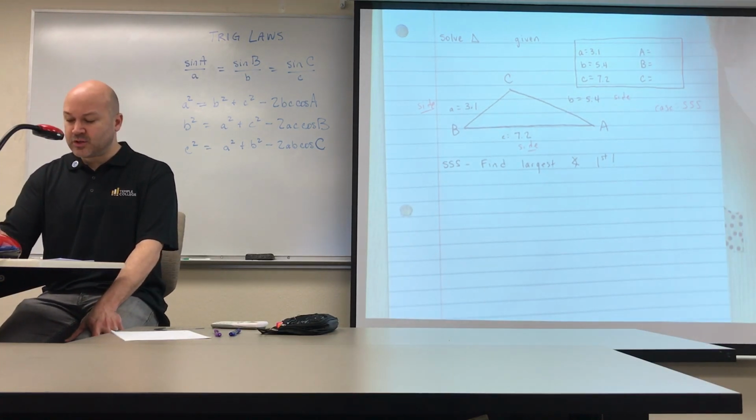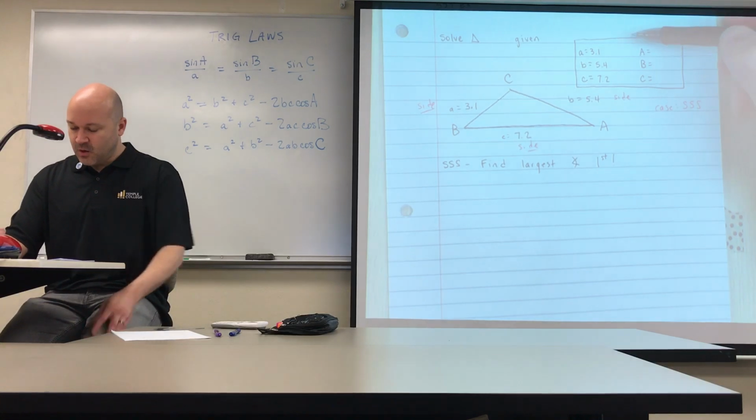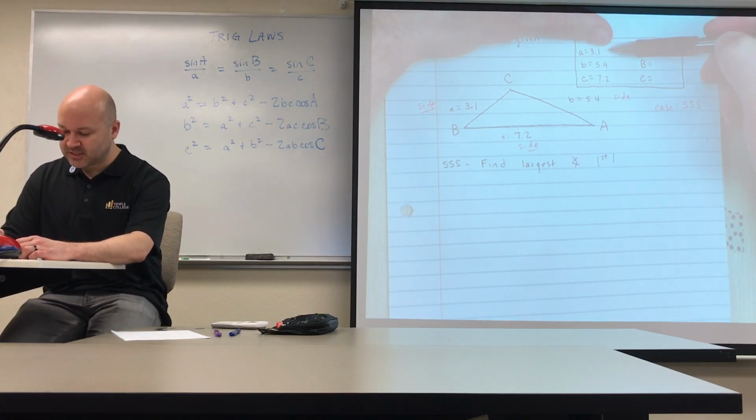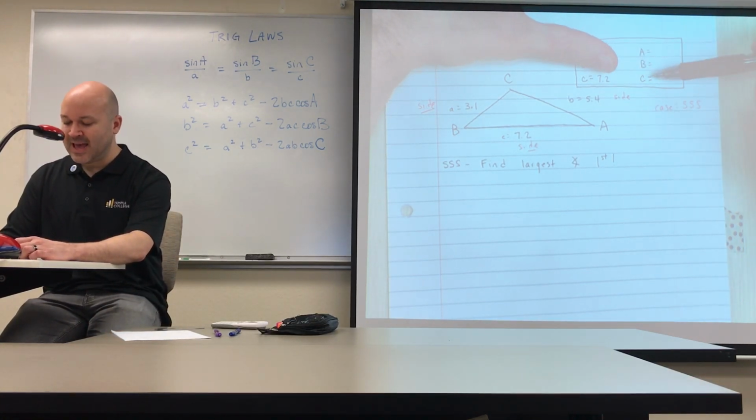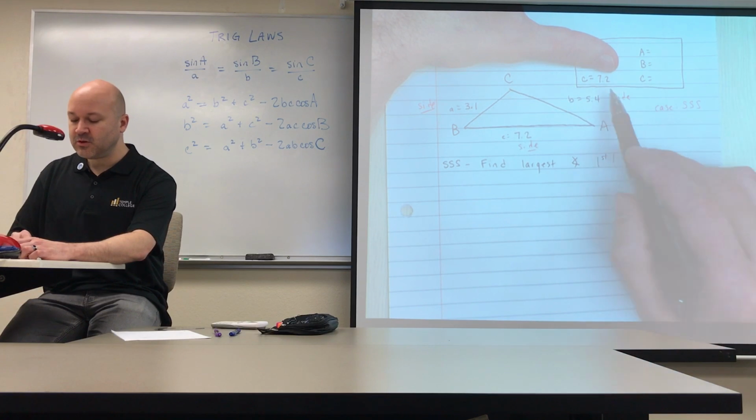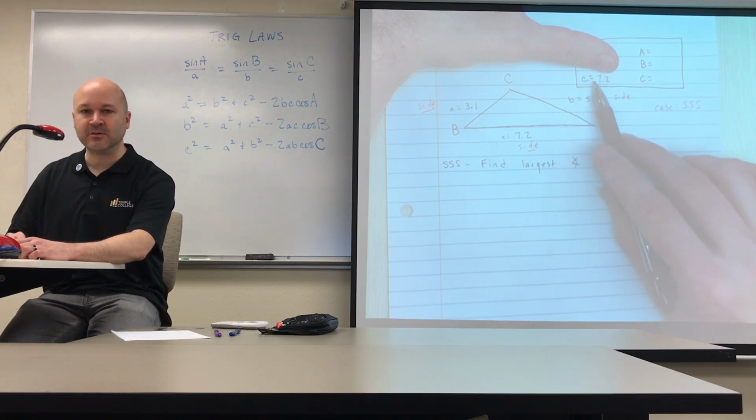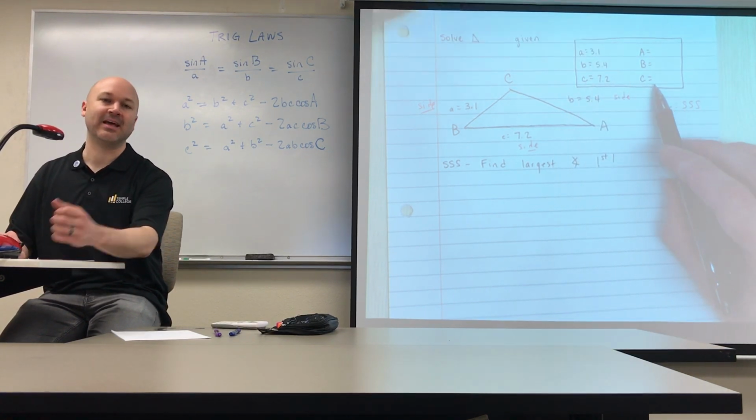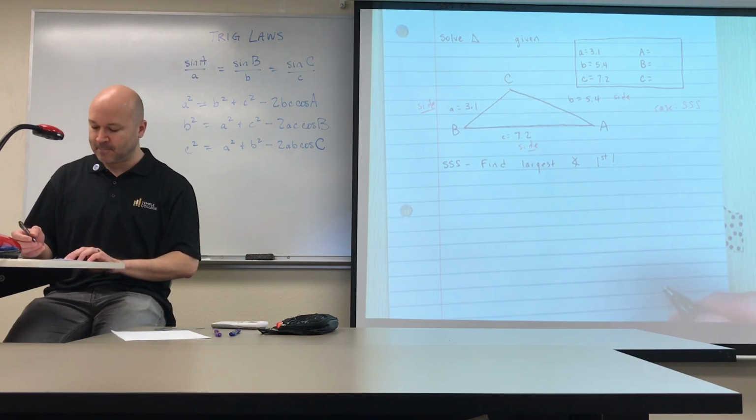So, which angle is going to be the biggest? Well, A should be the smallest angle, B should be somewhere in the middle, and C should be the largest angle because it corresponds to the largest side length. So I'm going to use the law of cosines that deals with angle C. That's this bottom one here.